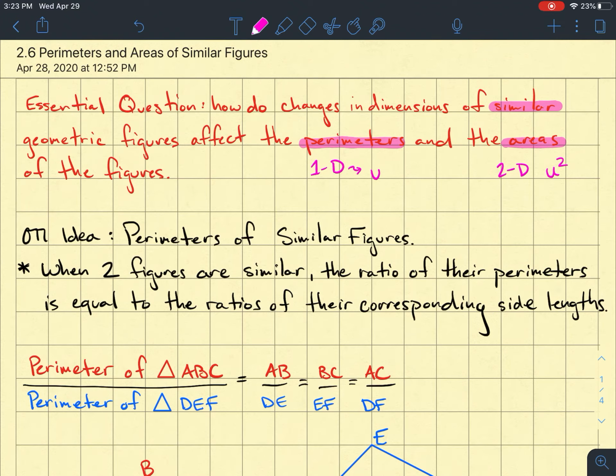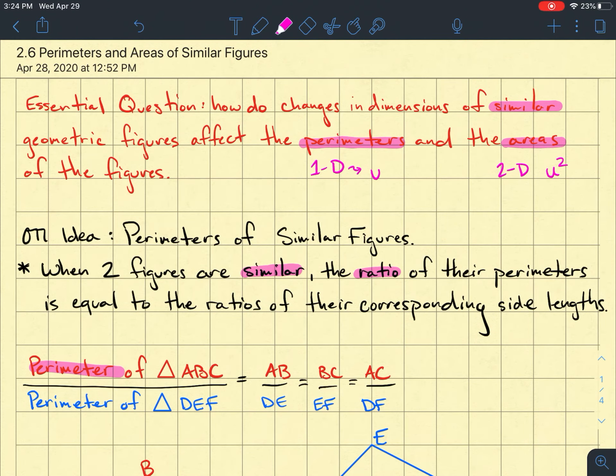So moving on, the key idea in black, the key idea, perimeters of similar figures. When two figures are similar, so again, they have to be similar. When two figures are similar, the ratio, so remember a ratio is just a fraction, right, of their perimeters is equal to the ratio of their corresponding side lengths. So it's equal to the ratio of their corresponding side lengths.